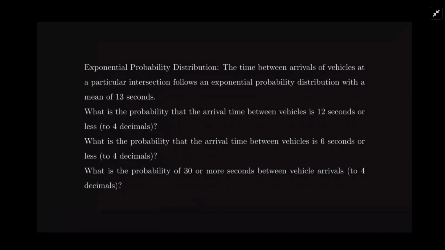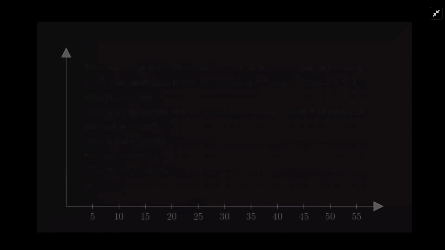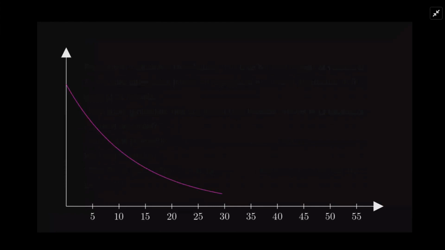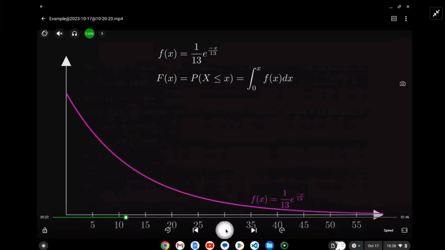Now let's take a look first at the probability distribution, an exponential. So it looks like that. That's the PDF. And it's 1 over 13, 1 over the mean, times e to the minus x over the mean. Okay, so there's the PDF, and we need the CDF. Right. So that's the probability that the random variable is less than some value x.